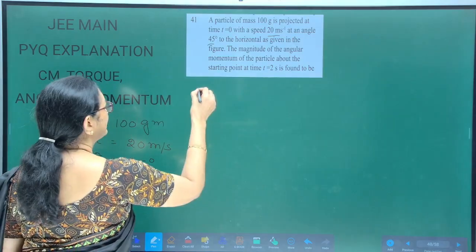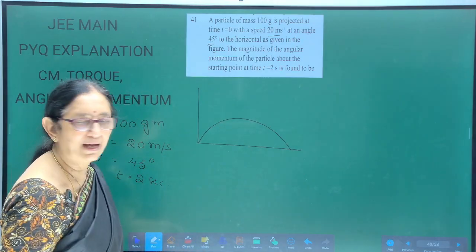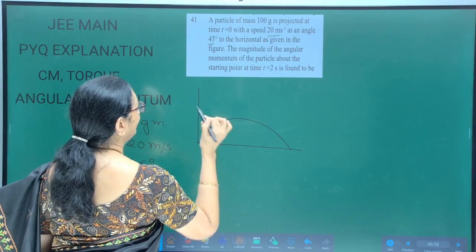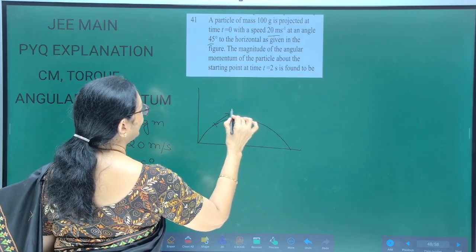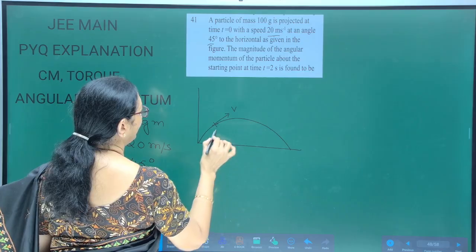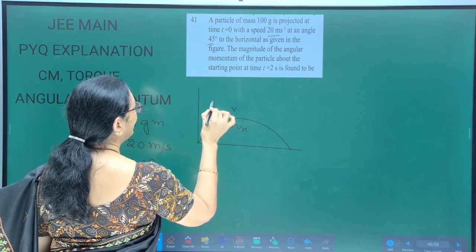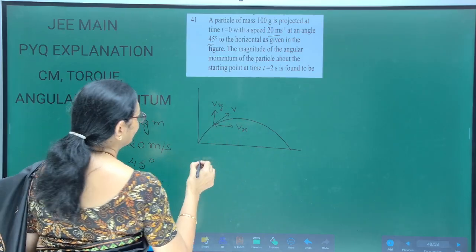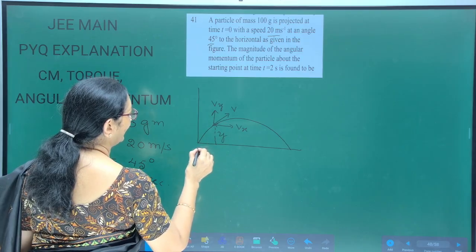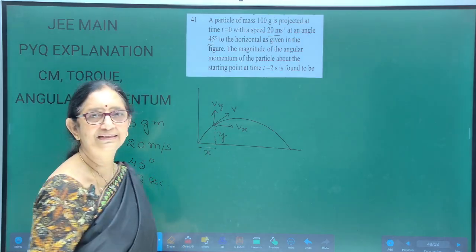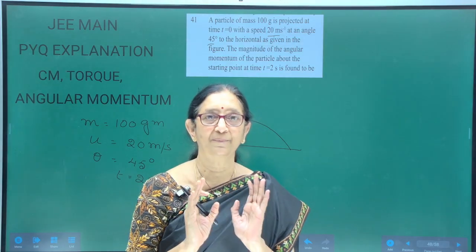So, here this is a body projected into air obliquely. It takes a parabolic path. At any instant of time, let the particle be at this point. Along this direction, the velocity vector will be there, and the horizontal component of velocity is Vx, the vertical component of velocity is Vy. The vertical displacement is taken as y, and the horizontal displacement at any instant of time t is taken as x here. So, let us do this problem carefully.